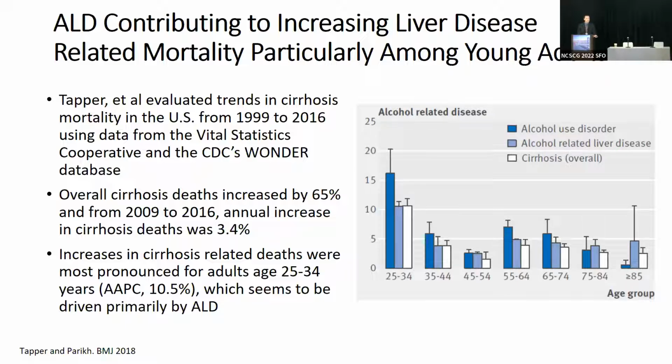When they broke it down by different etiologies, age, and different stratifications, as you can see here in the graph, which shows the change in mortality from 2009 to 2016, the greatest increase was actually seen in young individuals, age 25 to 34, young individuals with alcohol-related liver disease or alcohol use disorder. So very concerning. It really highlights the concern about alcohol use in young individuals.